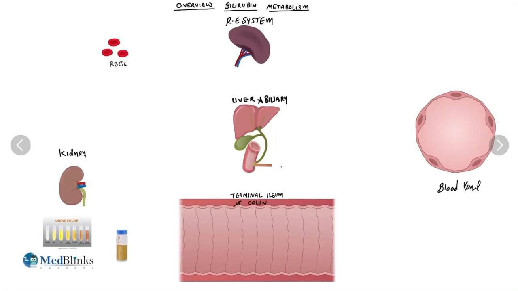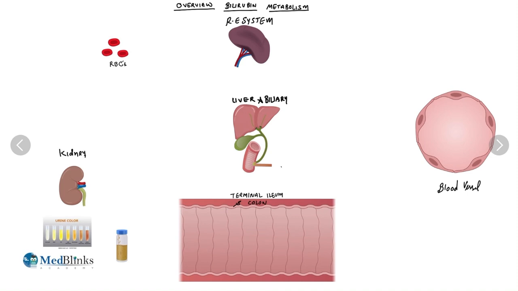In this video we are going to look into an overview of bilirubin metabolism. We will see how bilirubin is produced and excreted from our body. To understand this, let's divide our body into three physical compartments where bilirubin metabolism happens.